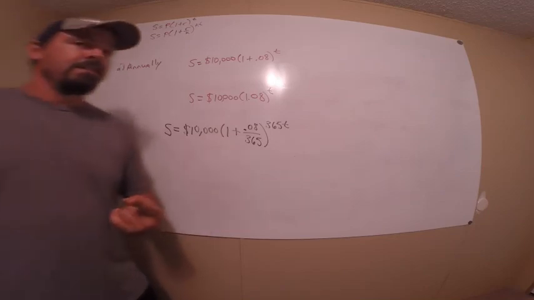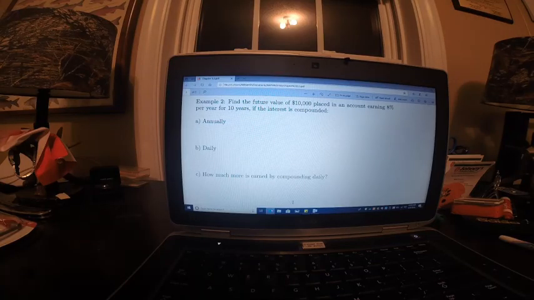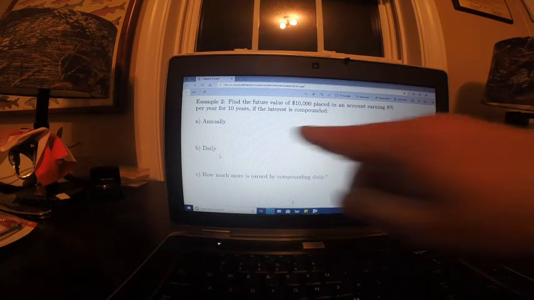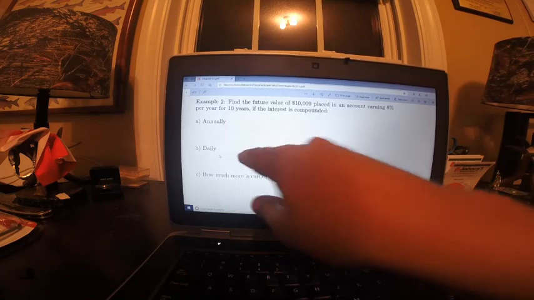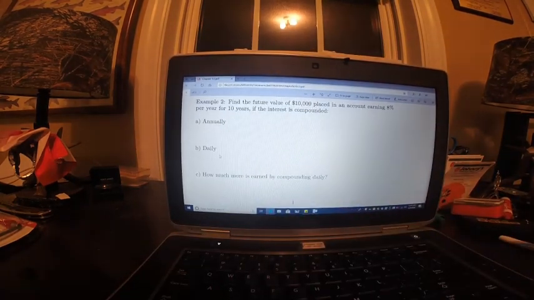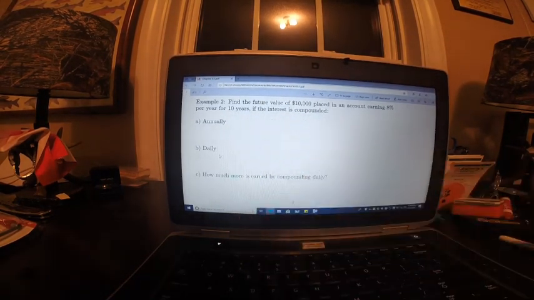Let's go to the calculator and solve part C. C says how much more is earned by compounding daily. What we notice here is in addition to finding the annually formula and the daily formula for parts A and B, what we really need to do is find the actual value after 10 years for A and for B. So the formulas we found are important, but let's actually find these values.